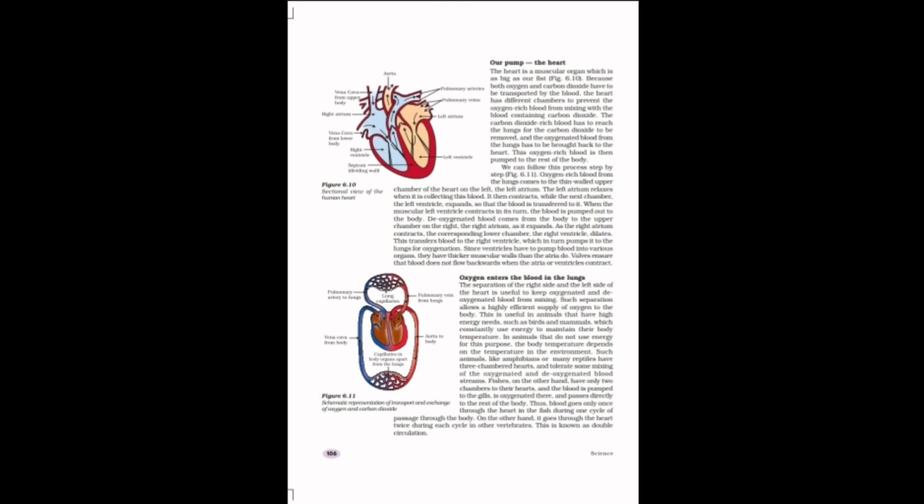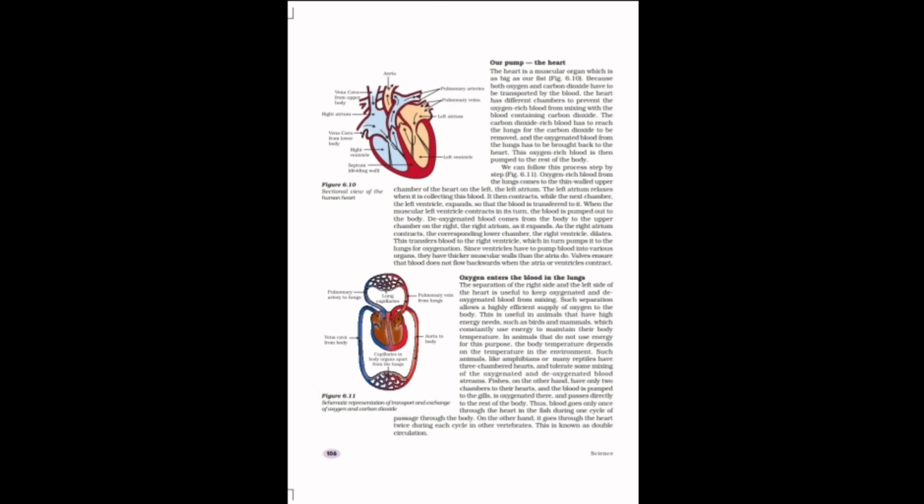Oxygen-rich blood from the lungs comes to the thin-walled upper chamber of the heart, the left atrium. The left atrium relaxes when it is collecting this blood. It then contracts while the next chamber, the left ventricle, relaxes so that the blood is transferred to it. When the muscular left ventricle contracts, in its turn, the blood is pumped out to the body.